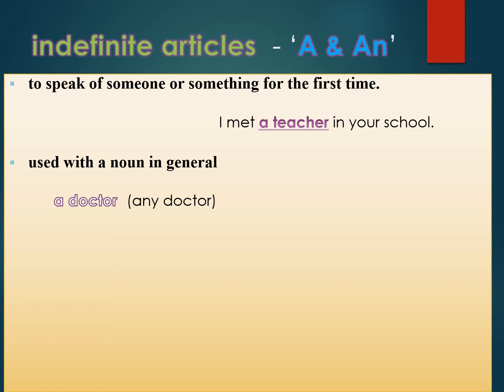Let us see another example. An umbrella. Here an umbrella means any umbrella. So the noun umbrella is used in general, not in particular. That's why the indefinite article an is used before the noun umbrella.